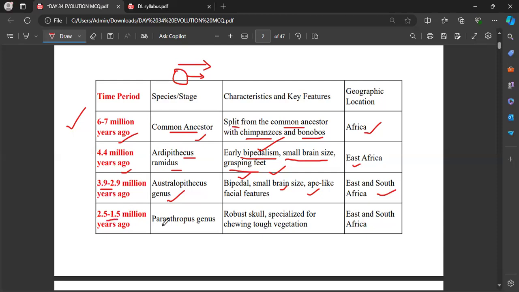Now, 2.5 to 1.5 million years ago, there will be the Paranthropus genus. Here their skull will be a robust skull. Before that, their teeth were adapted to hard food, because they depended on hunting animals. They had to chew them properly, so they had long and strong teeth. But after that, they also started to eat some vegetation, so their tongue and teeth also adapted to that food. Their location will be East and South Africa.